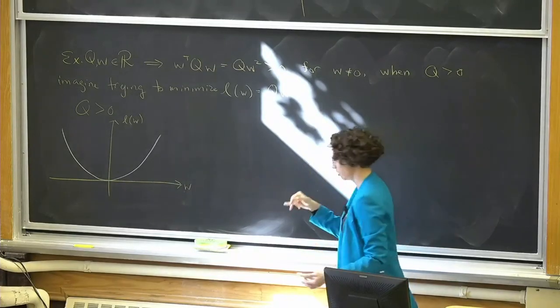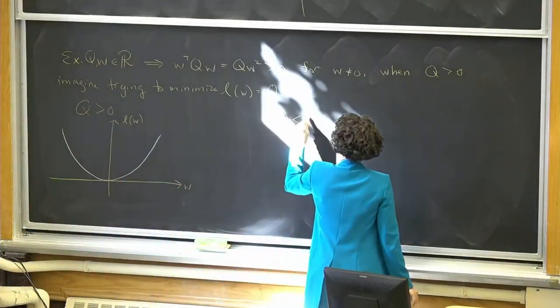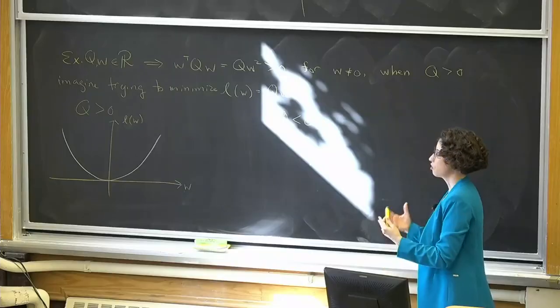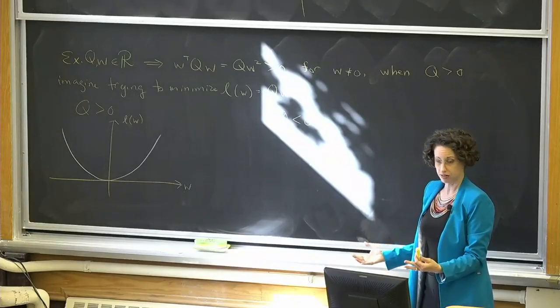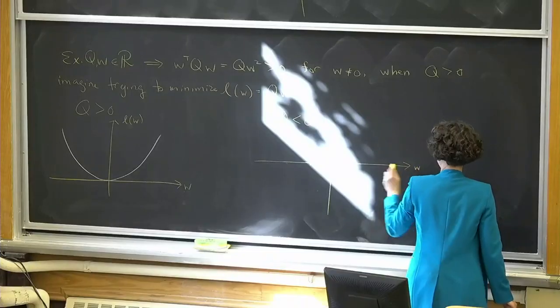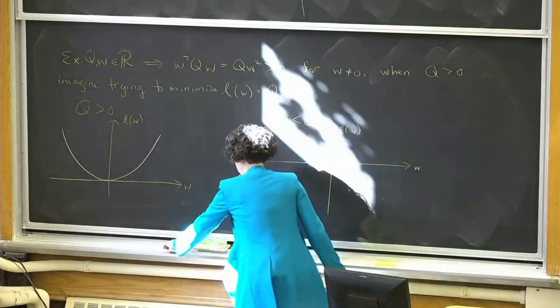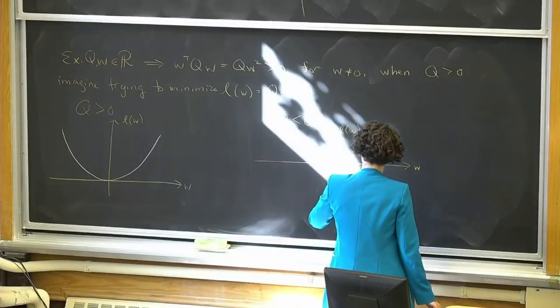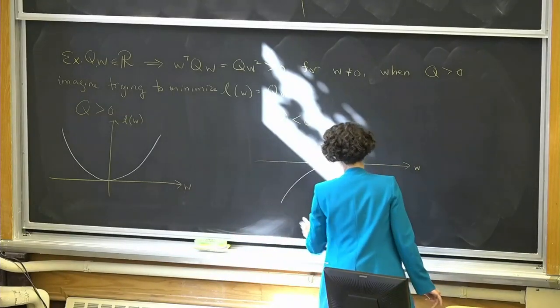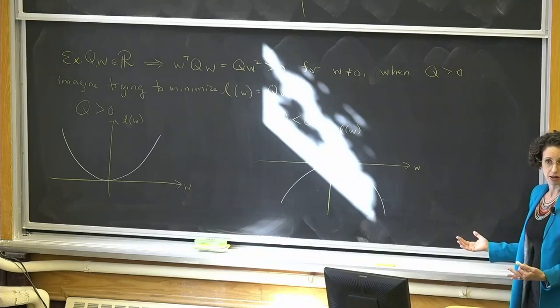and find a minimizer. But in contrast, if Q was less than 0, then we are no longer in this positive definite setting. And now if I make a plot, again, W and L of W, then all of a sudden this loss function, it looks like a quadratic, but it is flipped the other way. So now in this setting, if I were to take the derivative and set it equal to 0, I would find a maximizer, not a minimizer.